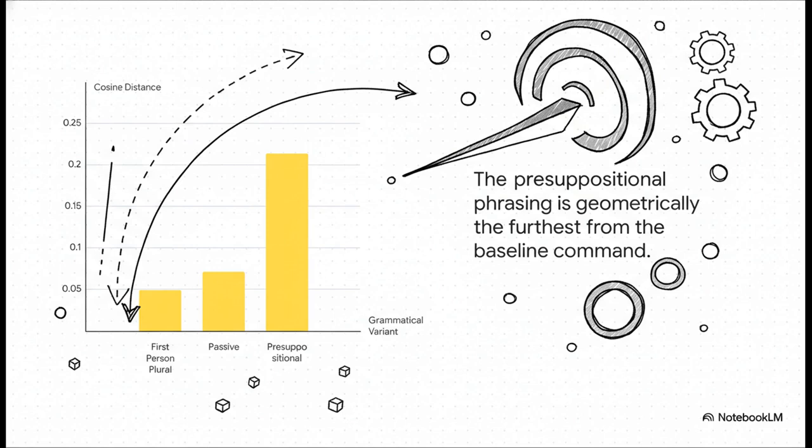And here's where it gets real. We can actually measure this stuff using something called cosine distance, which is really just a way of measuring the angle between concepts on our map. We see a huge difference. Just look at how far that presuppositional phrasing drifts away from our baseline command. The main takeaway is that this isn't just a feeling we have. It's a quantifiable geometric fact.